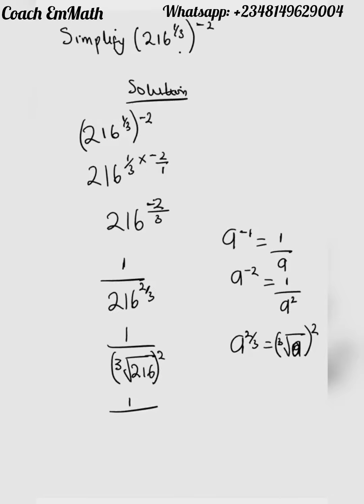Now, what do we mean by cube root? Cube root is simply saying what number do I multiply 3 times that will still give me 216. And that number is 6. 6 times 6 is 36. 36 times 6 will give me 216. So that means I'm now having 6 right here. And remember, I'm going to square it. So this is going to become 1 over 6 squared, which is 36. Meaning my answer is going to be 1 over 36.